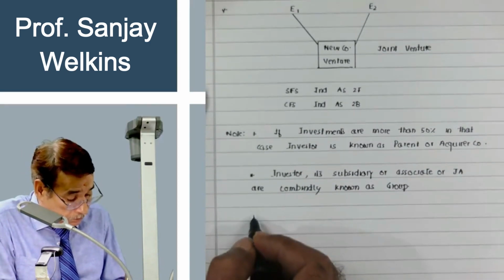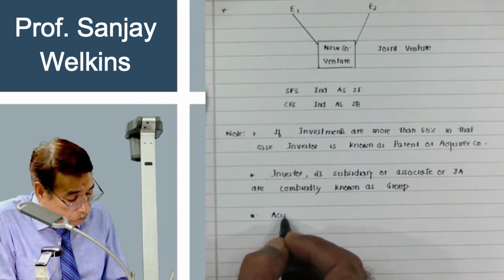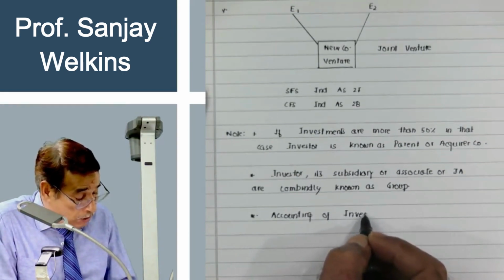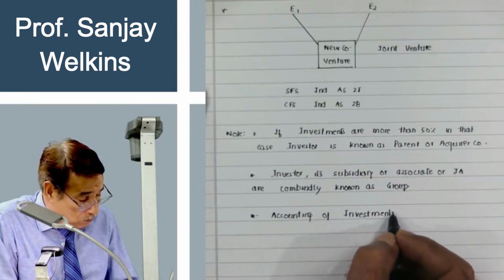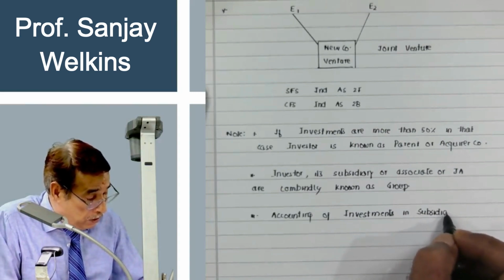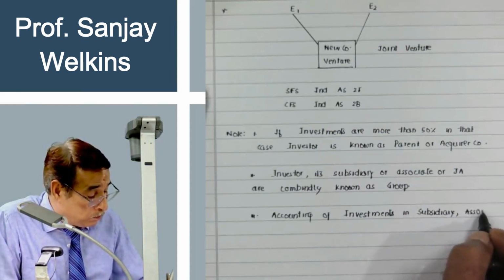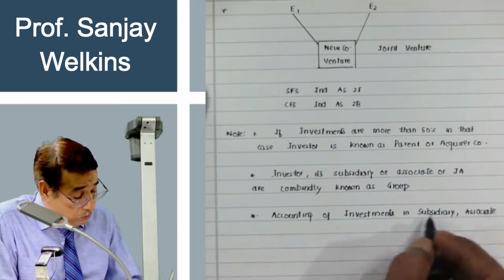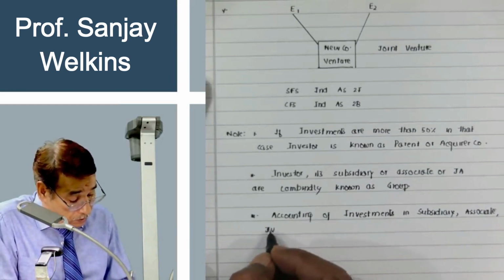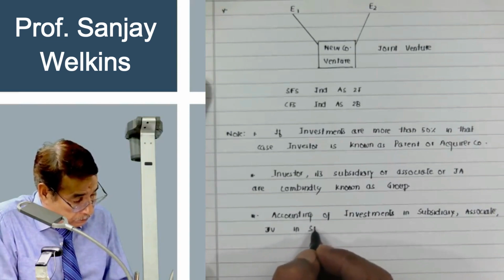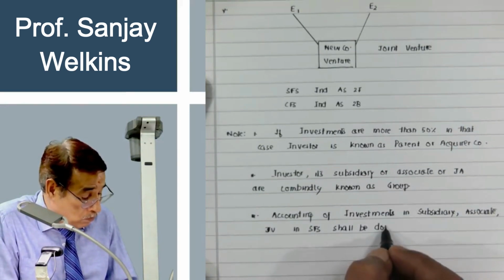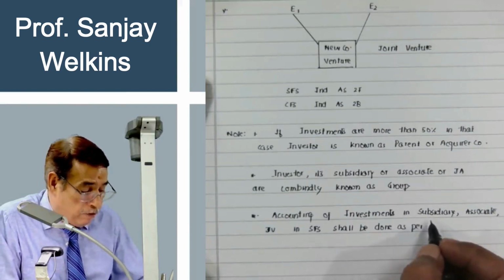Correct? Third, accounting of investments in subsidiary, associate, joint venture, in SFS shall be done as per Ind AS 27. We have already talked about this.